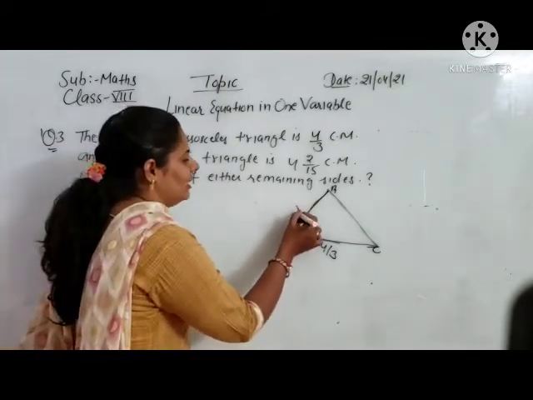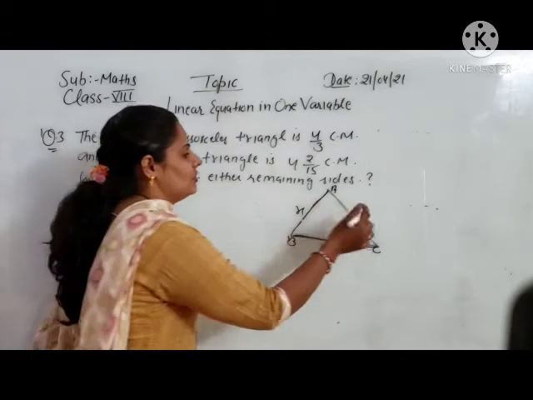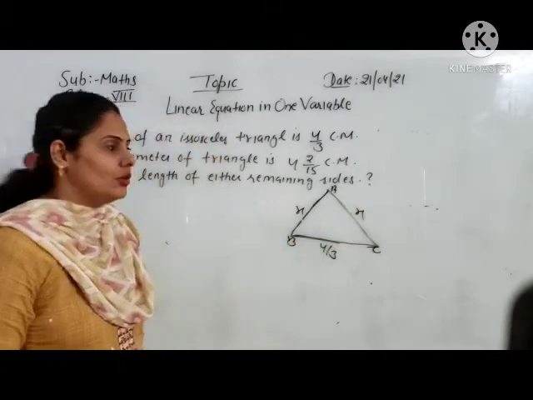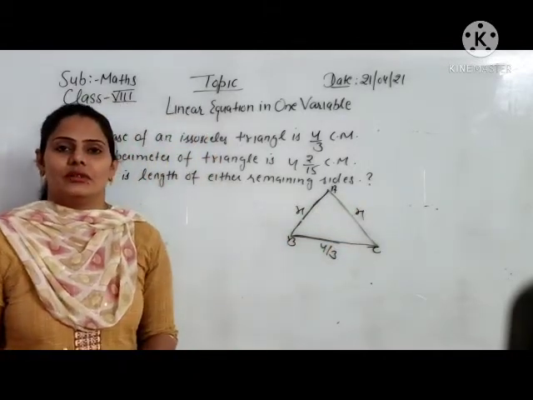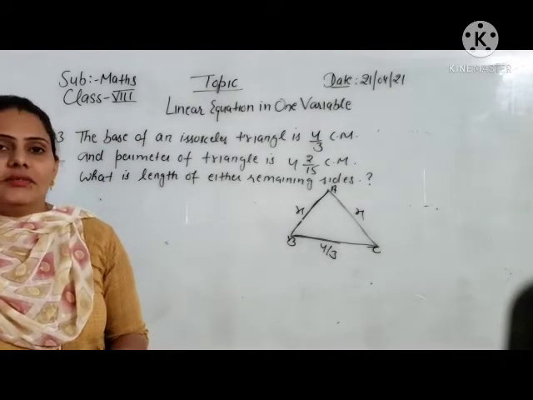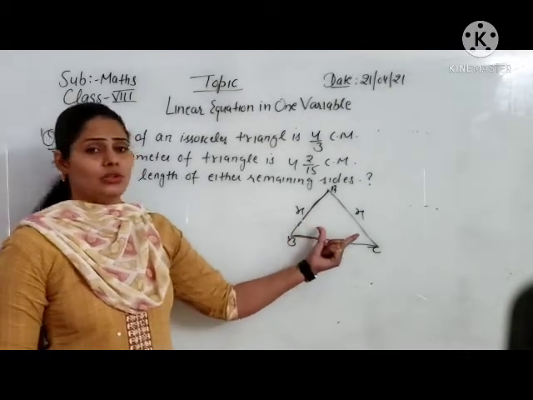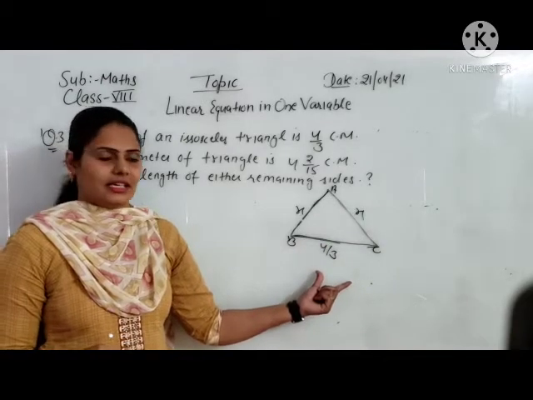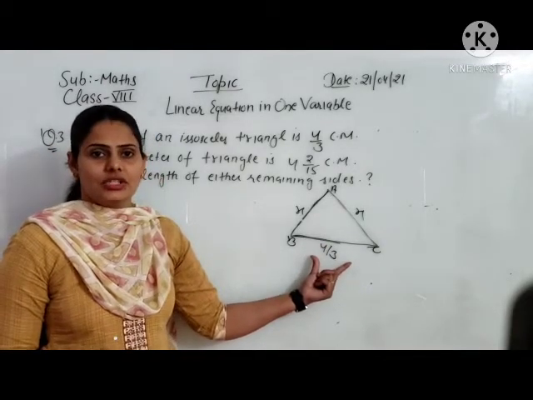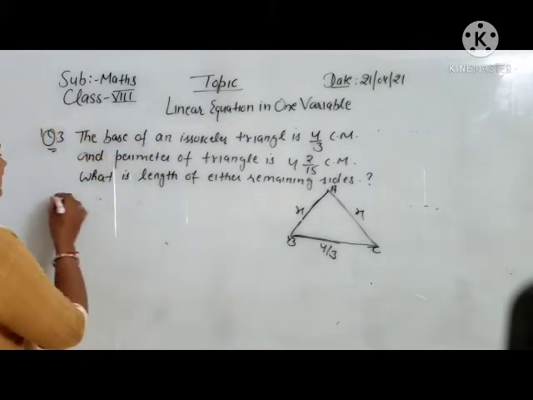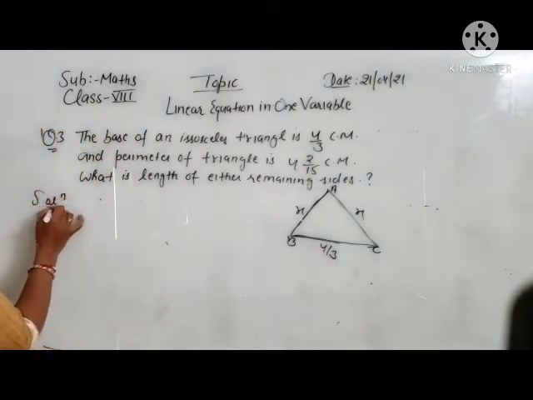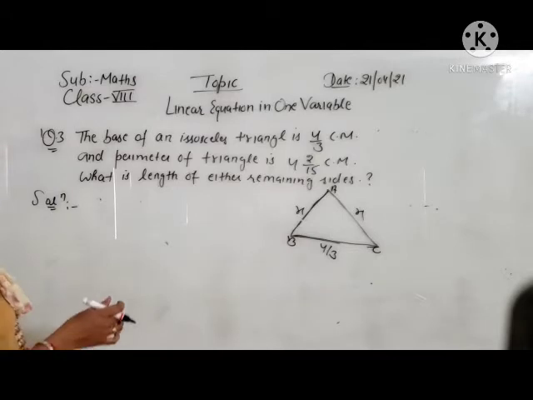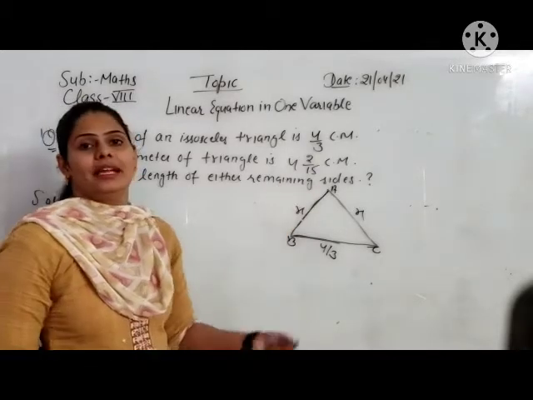So for example, if you assume this side is x, the other will also be x, because in an isosceles triangle, by definition, if the lengths of two sides are equal, it is called an isosceles triangle, and the base is already given in the question. Now you will start the question. The perimeter is given already. Now you have to find the length of each of the remaining sides.